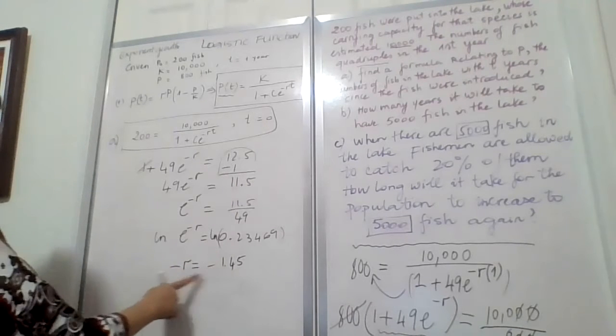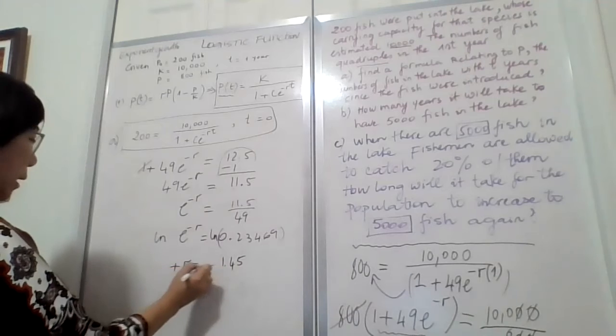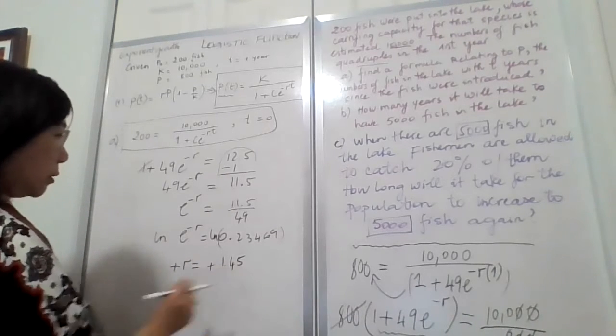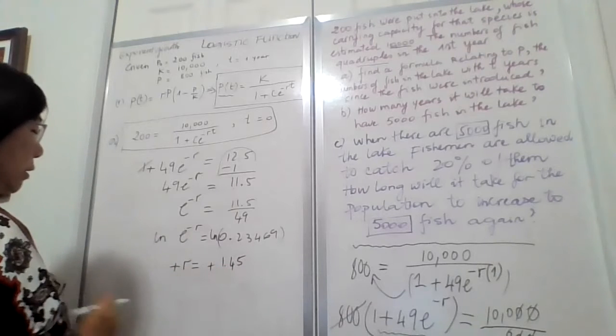Now, because they're both negative, I'm going to make both positive. Whatever you do to the left, you do the same to the right. So r is this number.